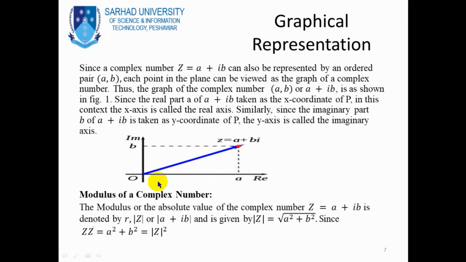So magnitude of Z square is equal to A square plus B square, because the Pythagoras theorem says the length of the hypotenuse square is equal to the square of the length of the base plus the square of the length of the perpendicular. So taking square root on both sides, we obtain magnitude of Z equal to the square root of A square plus B square, and this is actually the product of the complex number and its conjugate's magnitude.